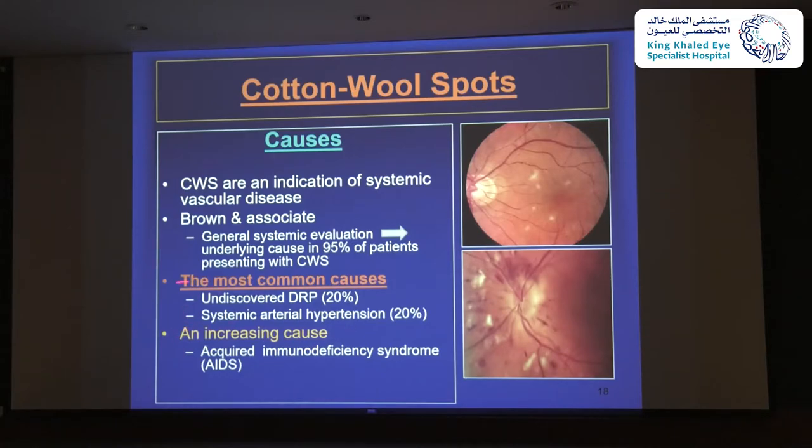Causes: the most important usually are diabetic retinopathy, in 20% of patients, and systemic arterial hypertension. So these are the two most important causes of cotton wool spots. And keep in mind, in healthy patients, even a single cotton wool spot deserves to be investigated. So don't forget this: cotton wool spot is a sign, and not just a sign to observe. When you have a patient with a cotton wool spot who has never had any systemic disease, please investigate this patient thoroughly. It could be the first sign of what? Leukemia, lymphoma, or HIV.